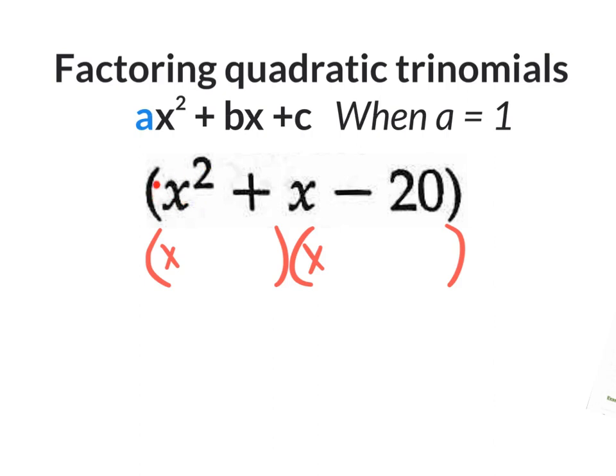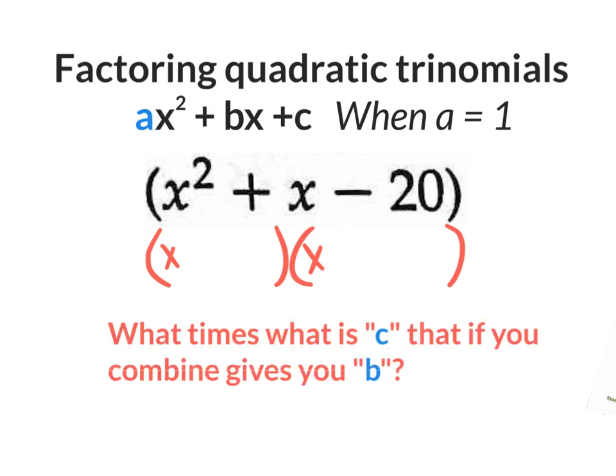If the a value were like 5, then we wouldn't be able to do this xx, because x times x is not 5x squared. So if you ever have a number right here, we have to use a different factoring method. So right now, we're factoring quadratic trinomials where the a value is 1, okay? So when the a value is 1, you could simply jump right into what times what is c that if you combine gives you b.